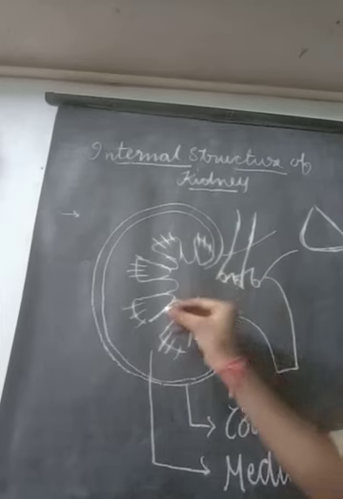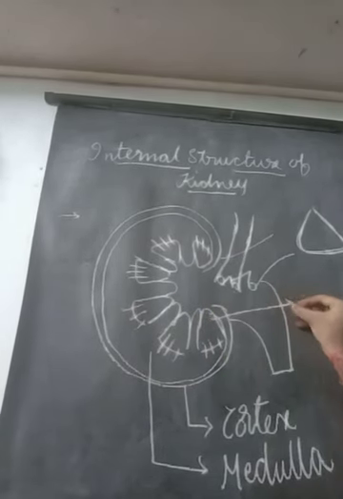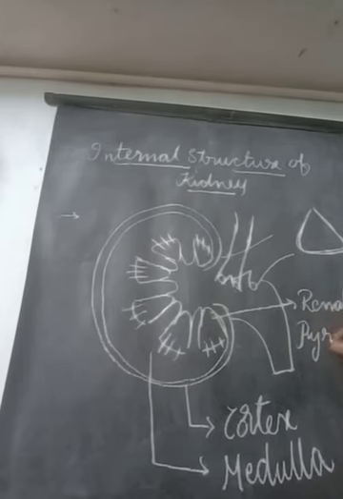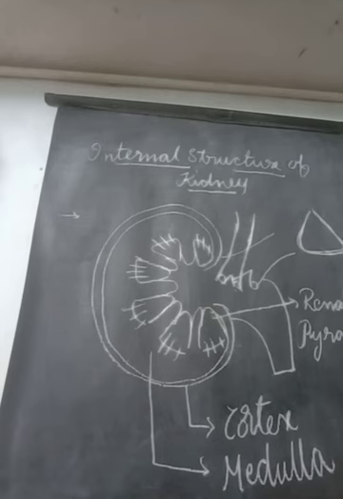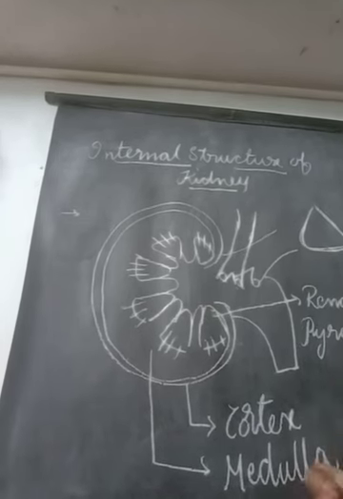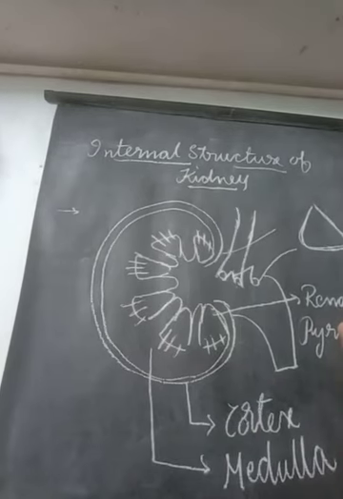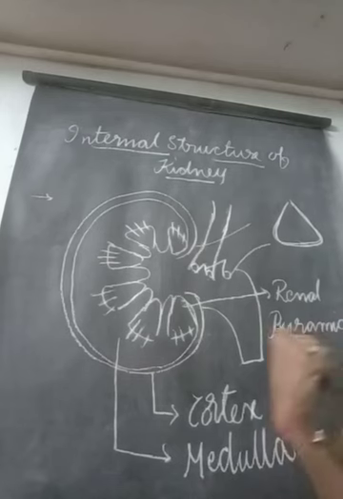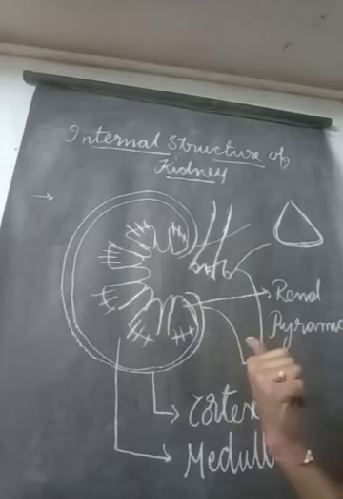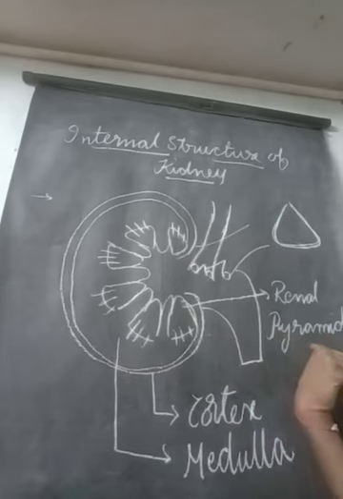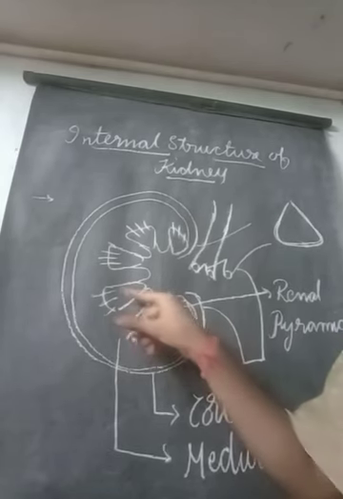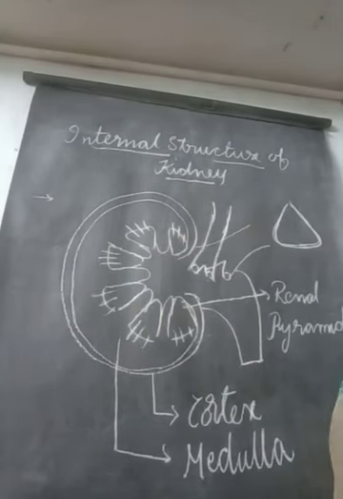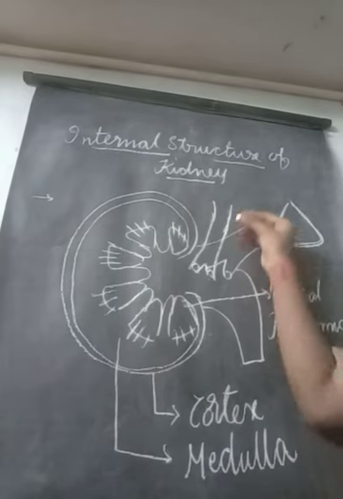These pyramid shaped structures are called renal pyramids. Renal, as you already know, means related to the kidney. The term which is related to kidney is called renal. That entire medulla is divided into small rectangular portions, that's why it is called pyramid. What are these structures called? Renal pyramids.